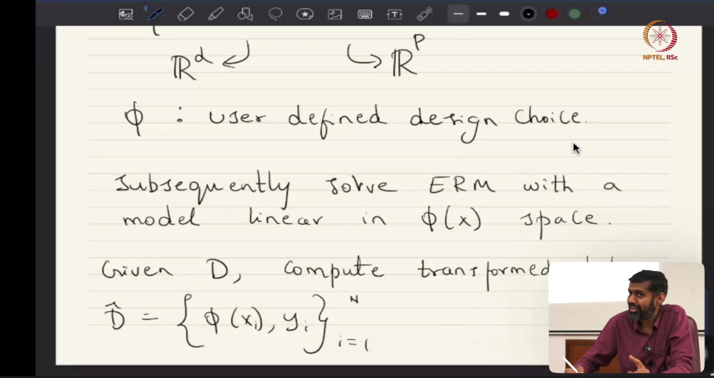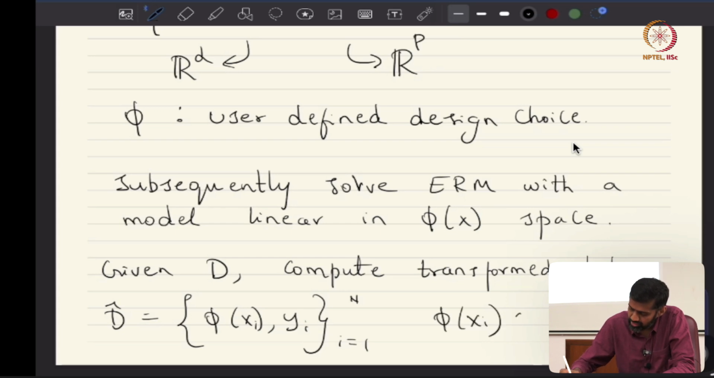Note that the underlying distribution would change in this case, because what we are doing from a probabilistic standpoint is that we are transforming the random variable from one space to the other, which means the distribution would change, but we do not care here because we are solving ERM, right. So this phi of xi is now in R^p and y does not change, it is still in R.